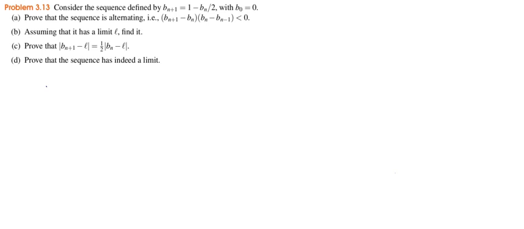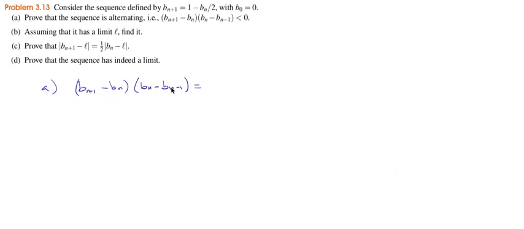The first part is to prove that the sequence is alternating. So then we just need to prove that this thing is true. Is it smaller than 0 or what? Why does this mean that the sequence is alternating? The difference between b sub n plus 1 minus b sub n. So suppose that this difference is positive.